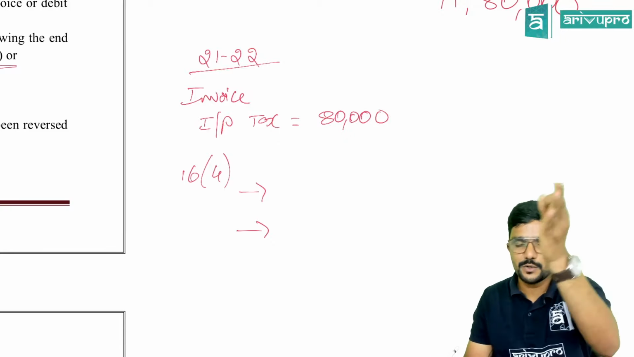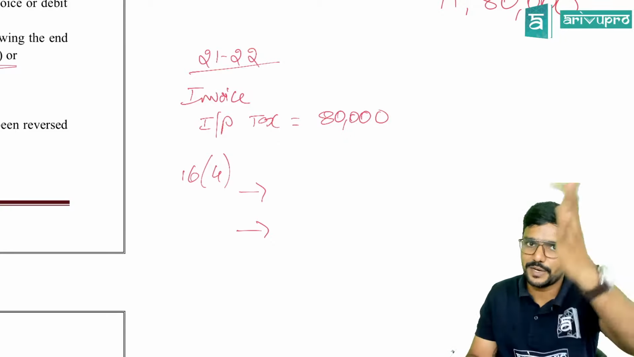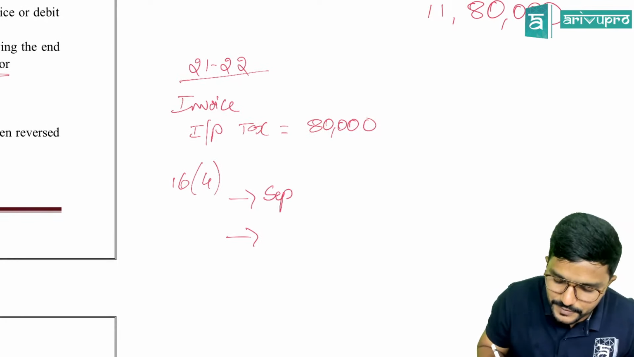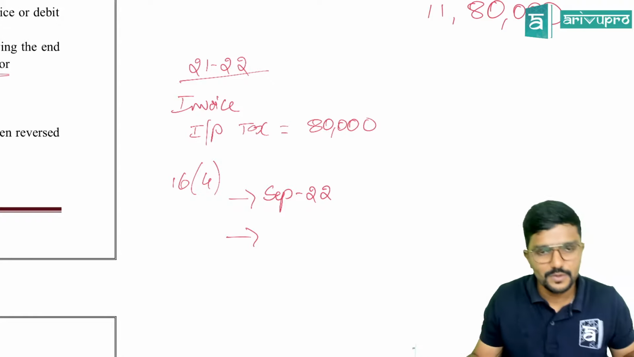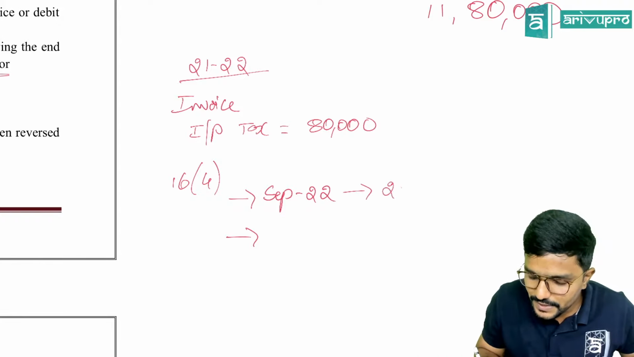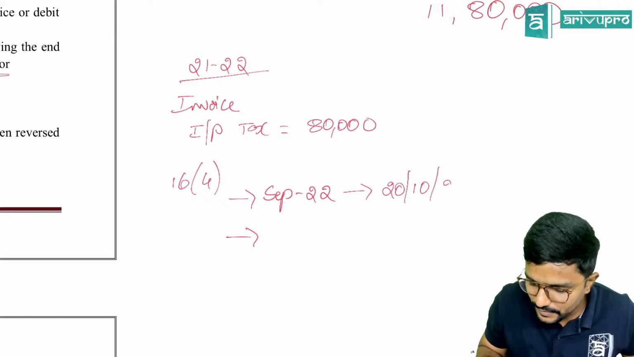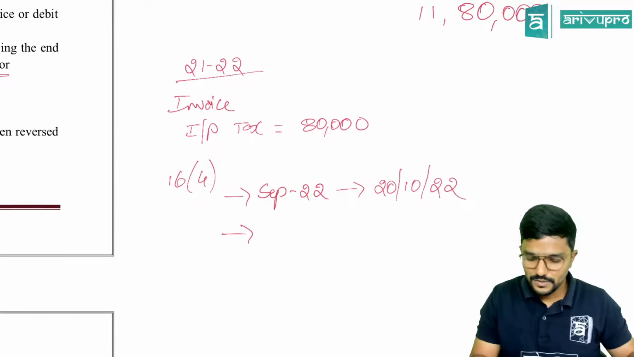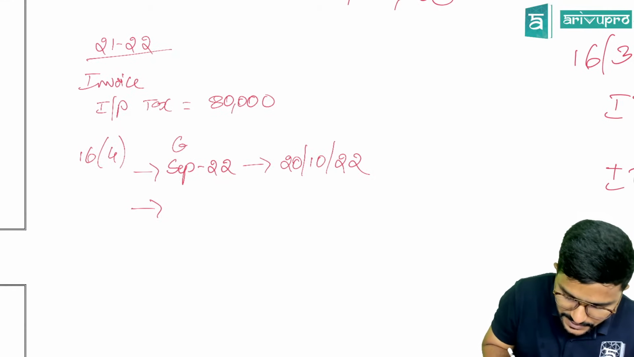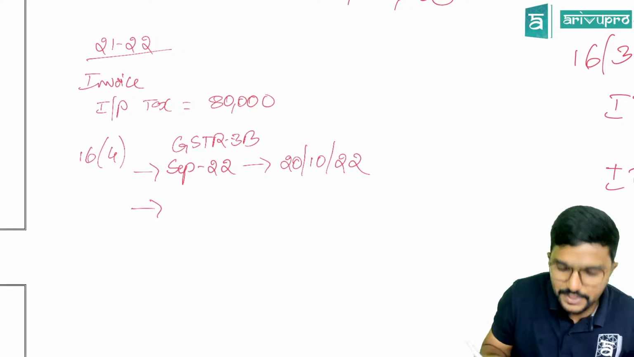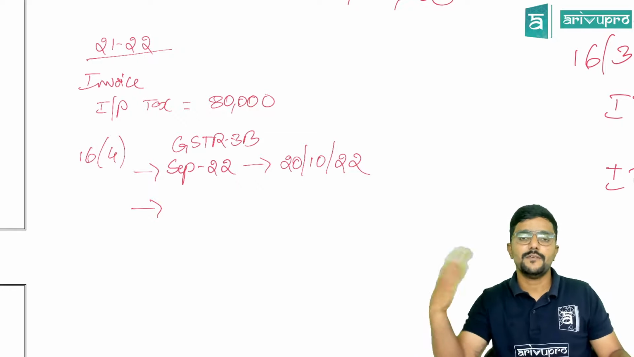So the invoice is relating to financial year 21-22. Take September 22. September 22 means next year. What is the due date to file that return? 20th October 22. You need to take the due date, not the actual date. So this is the due date to file GSTR 3B for September 22, that is September of next year.